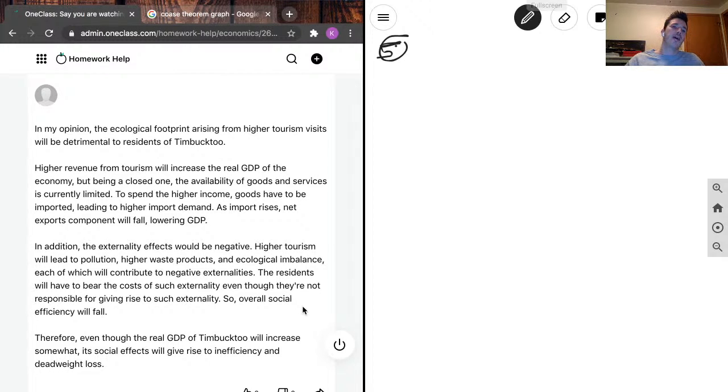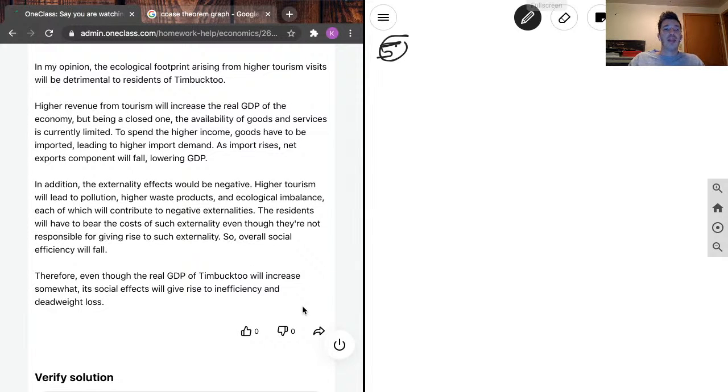And our junior tutor said, in my opinion, the ecological footprint arising from higher tourism visits will be detrimental to residents of Timbuktu. Higher revenue from tourism will increase the real GDP of the economy, but being a closed one, the availability of goods and services is currently limited. To spend the higher income, goods have to be imported, leading to a higher import demand. As imports rise, net exports will fall, which lowers GDP.